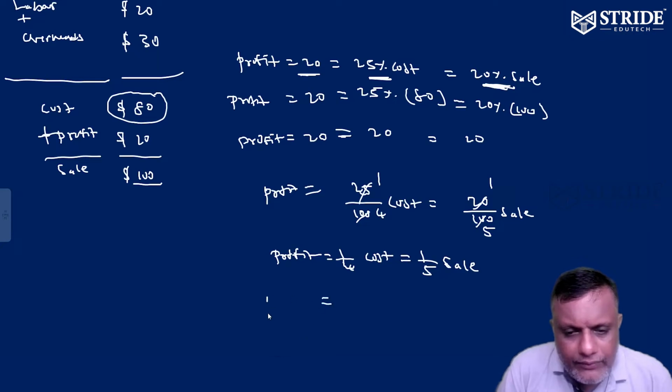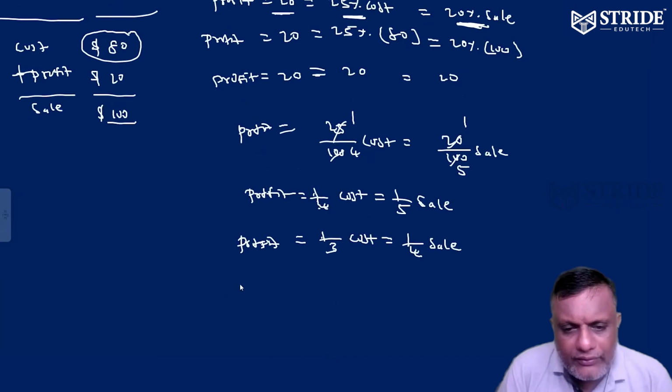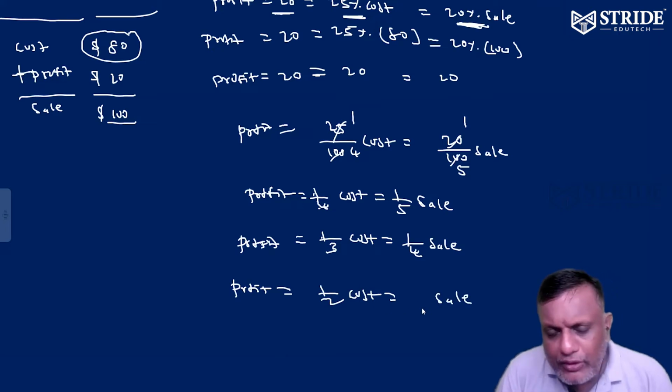Similarly, suppose profit is 1/3 of cost. What about in terms of sales? It is going to be 1/4 of sale. See, 1 plus 3 is 4. So 1/3 of cost is equal to 1/4 of sale. That's the trick. Suppose profit is 1/2 of cost, then the equivalent proportion of sale is going to be 1/3.